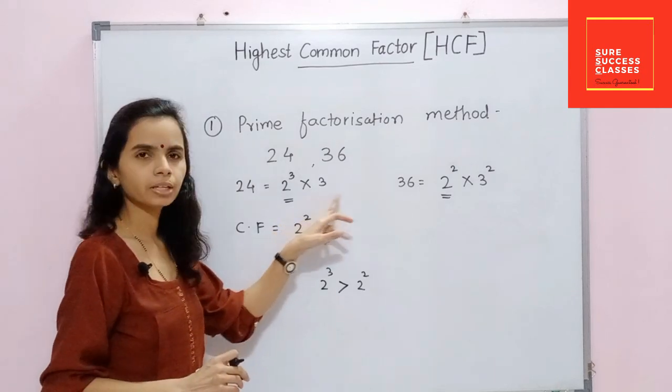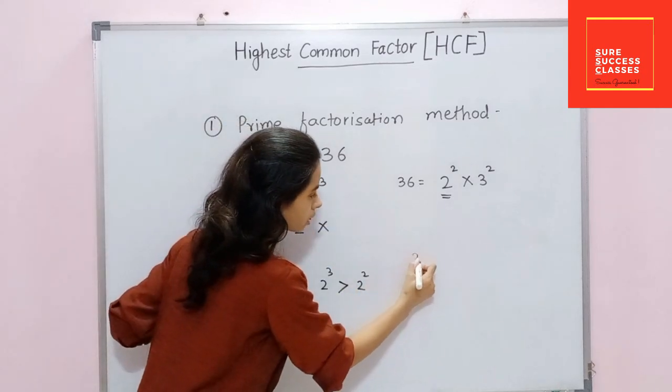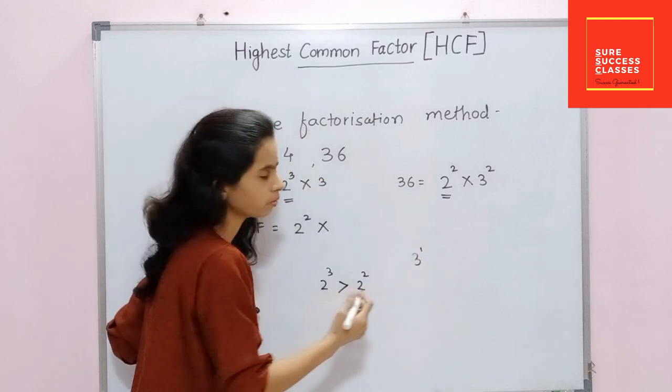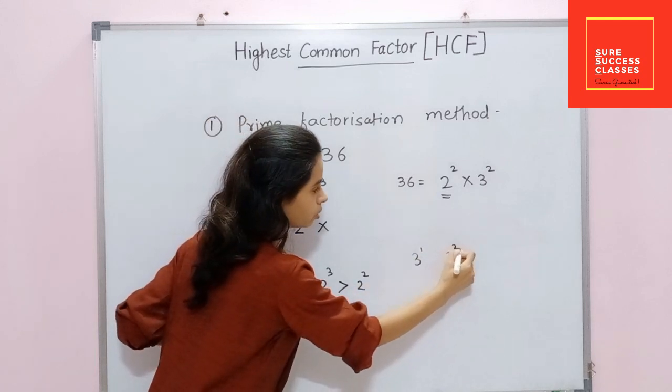Then for prime factor 3, here we can clearly see that 3 to the power 1 and 3 to the power 2.